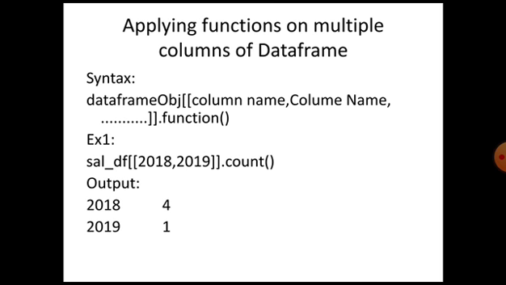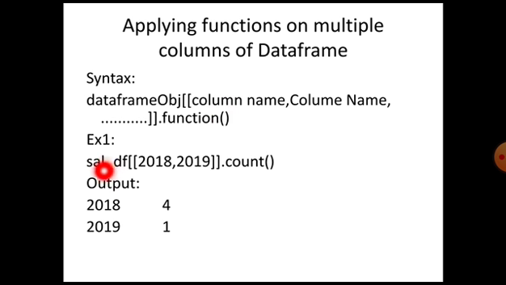Next we want to apply the function along with the multiple columns of a data frame. So how are the data frame multiple columns referred? So the data frame multiple columns are referred as, so data frame object in square bracket we are passing a list of columns, again in a square bracket first column name comma second column name comma third column name and so on. After closing that square bracket dot the function which you want to use.